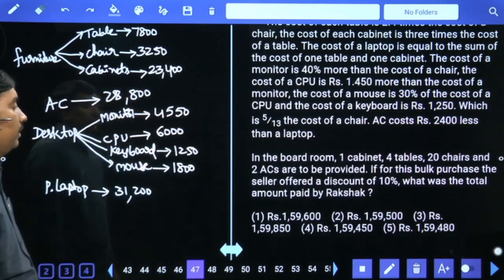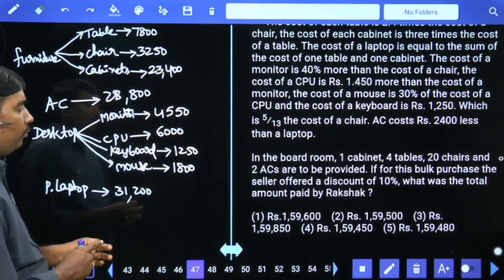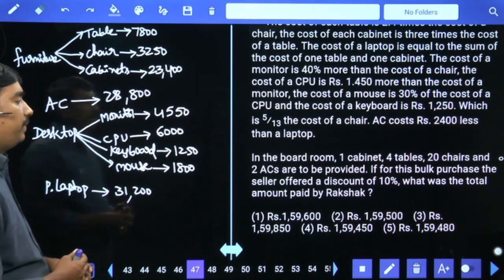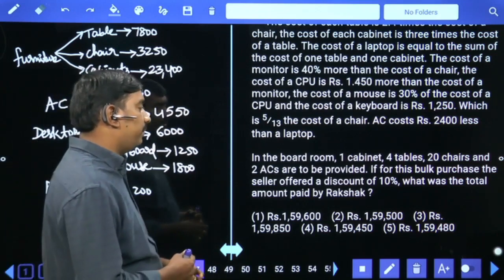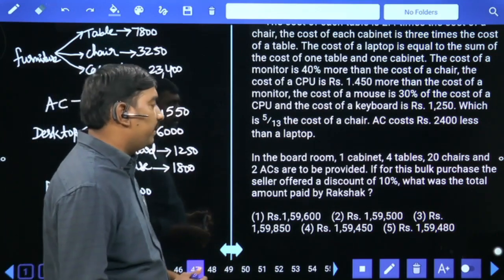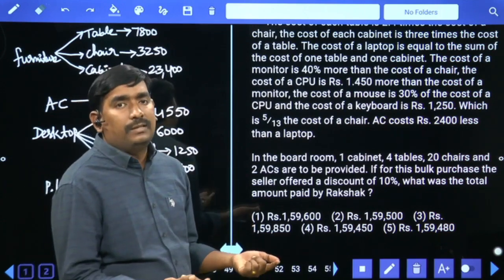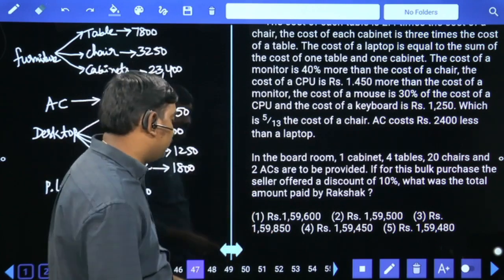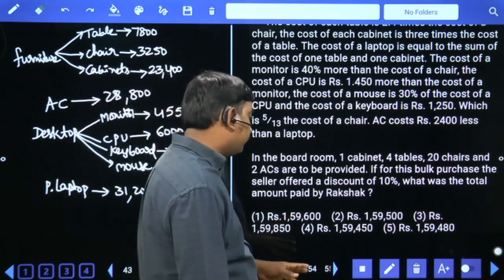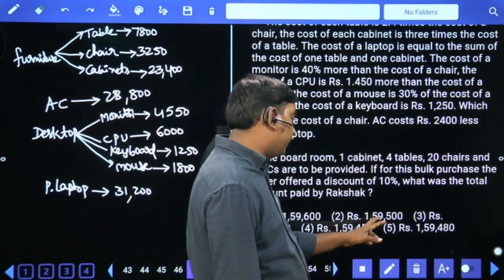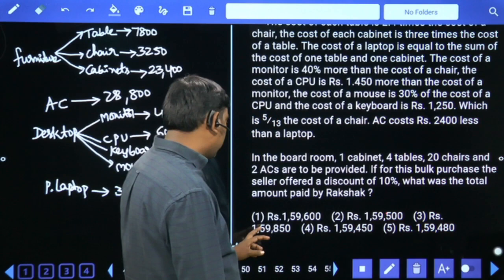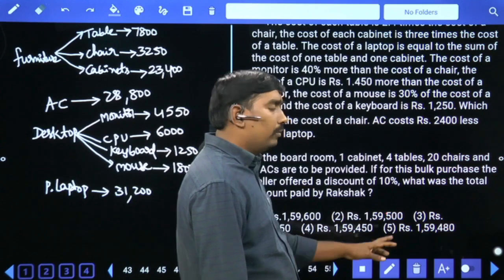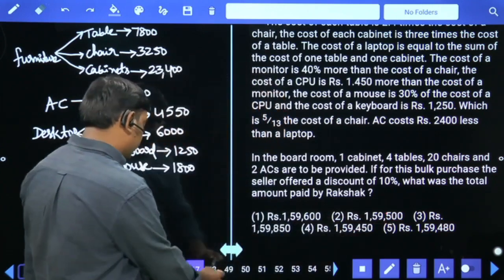Next. In the boardroom, one cabinet, 4 tables, 20 chairs, and 2 ACs are to be provided. If for this bulk purchase the seller offered a discount of 10%, what was the total amount paid by Raksha? 10% discount means you need to pay 90% only, right? 90% means 9 multiple is your answer. First option 21, no. Second option 1 plus 9, 10, no. 5 plus 5, 20, no. Third option 10, no. 20, 28, no. Fourth option 10, no. 15, 24, no. Fifth option is your answer. 9 multiple is your answer.